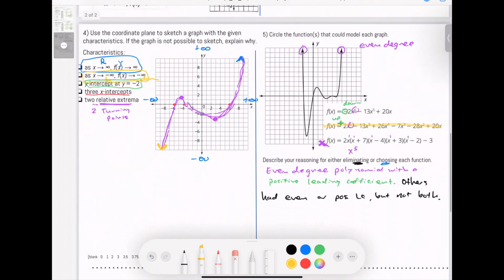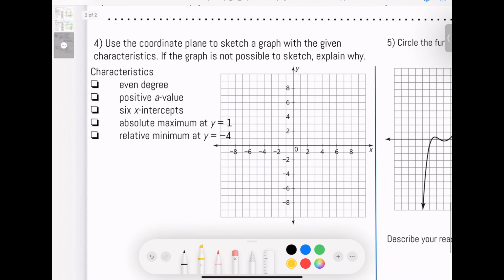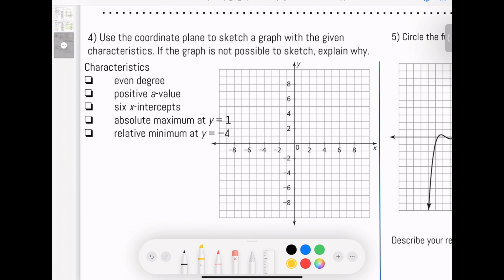All right, let's go to the back side. Use the characteristics to draw it on this coordinate plane. Let's go ahead and draw this. Even degree, so x to the second. Put the arrows in the corners. Positive a value. That means it's going to stay. I'm going to write the word stay. They're not going to be reflected over the x-axis. They're not both in quadrants 3 and 4.